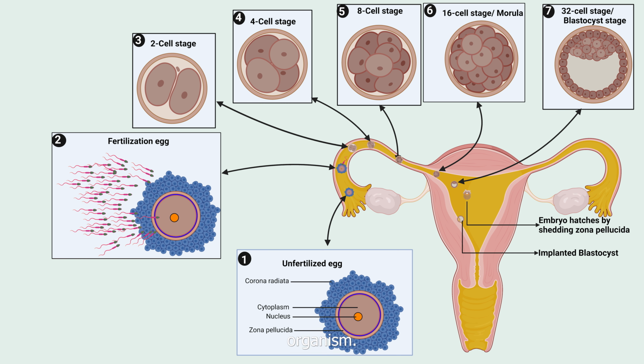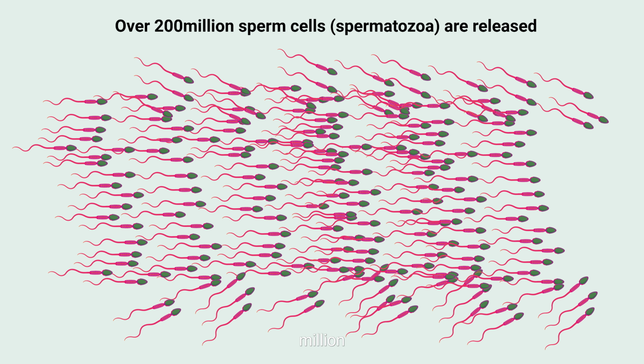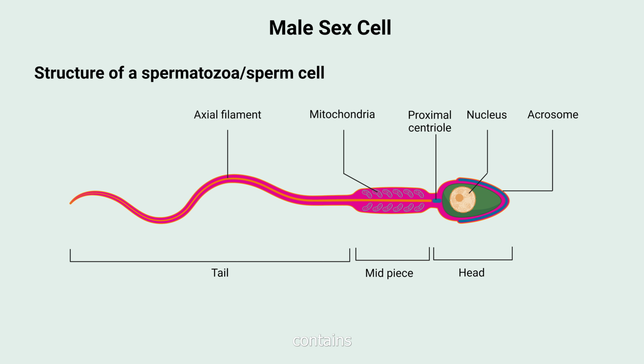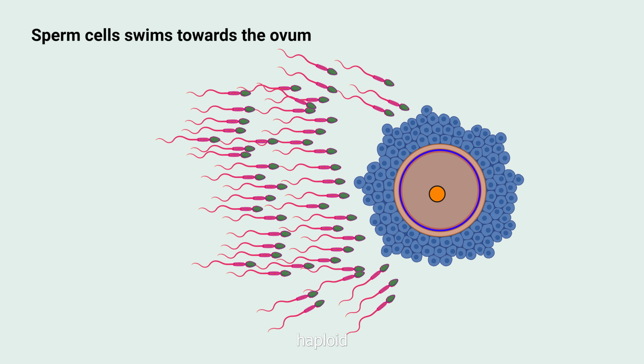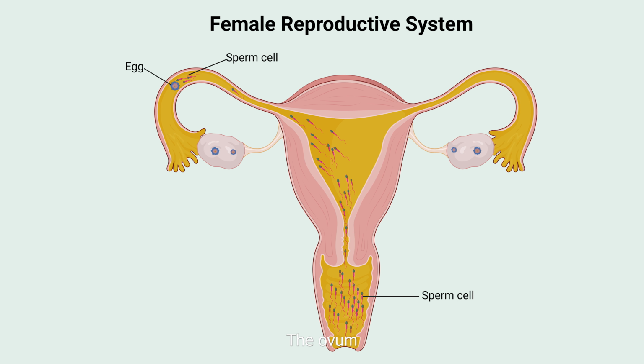structured multicellular organism. The male releases over 200 million sex cells, called the spermatozoa or sperm cells, into the female vagina during sexual intercourse. These sperm cells are made up of the head that contains the haploid genetic material, the midsection, and the tail. They swim toward the female sex cell known as the haploid ovum or egg in the female reproductive tract. The ovum is released from the ovary during ovulation.